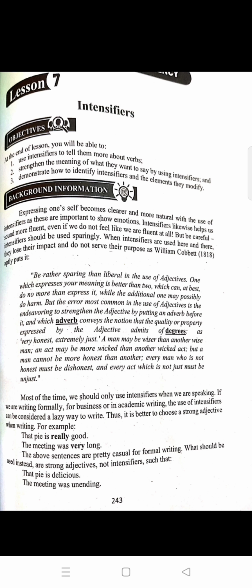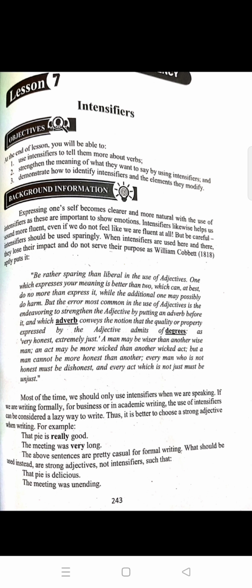But the error most common in the use of adjectives is the endeavoring to strengthen the adjective by putting an adverb before it, which conveys the notion that the quality expressed by the adjective admits of degrees, as very honest, extremely just. A man may be wiser than another wise man, an act may be more wicked than another wicked act, but a man cannot be more honest than another. Every man who is not honest must be dishonest, and every act which is not just must be unjust.